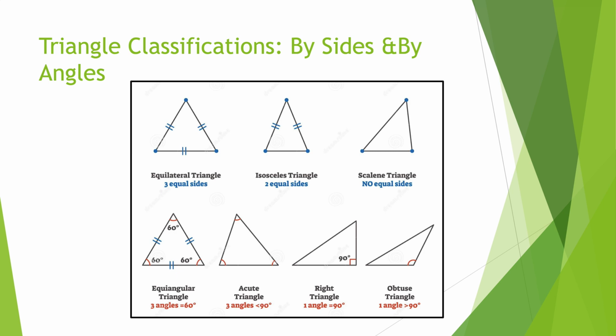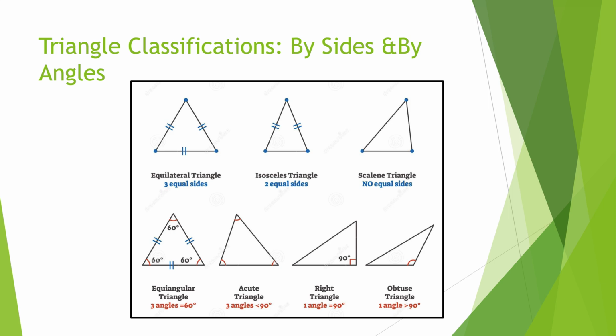An acute triangle has three acute angles. A right triangle has one right angle. My students famously called this a Lindquist triangle, even though I make a sloppy mistake or two every day. And an obtuse triangle has one angle that's greater than 90 degrees.